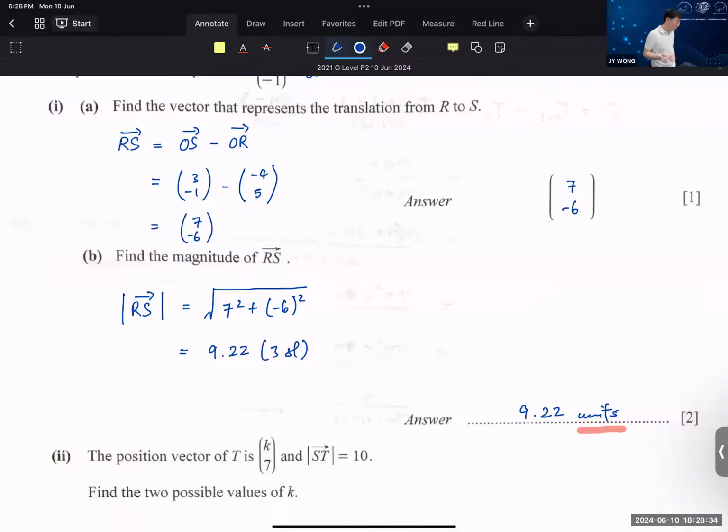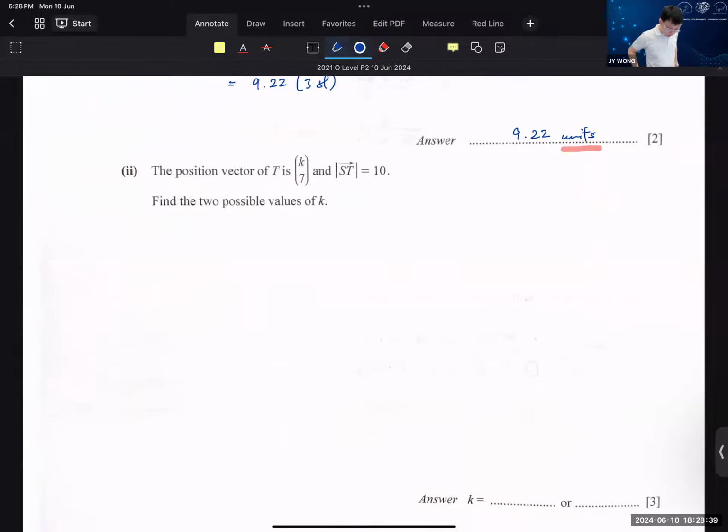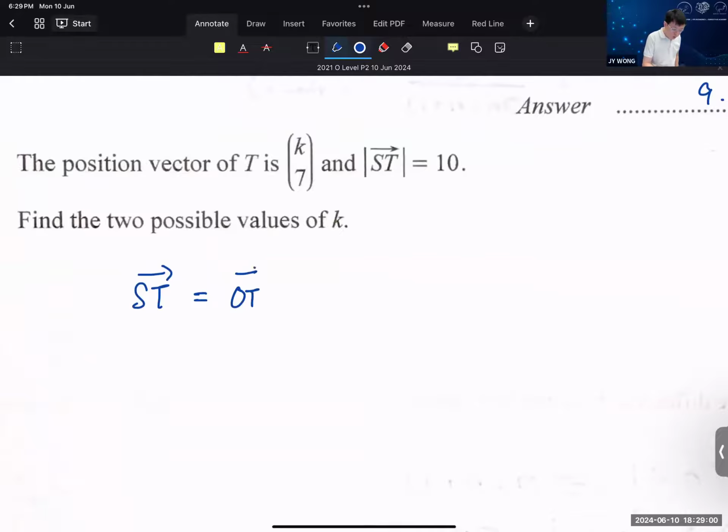Very straightforward. Question 2, I think, is also still quite straightforward. The position vector of T is (k, 7), and the magnitude of ST is equal to 10. Find the 2 possible values of k. So the first thing you need to determine is what is ST. So vector ST is equal to vector OT minus vector OS. Position vector of T means this is OT.